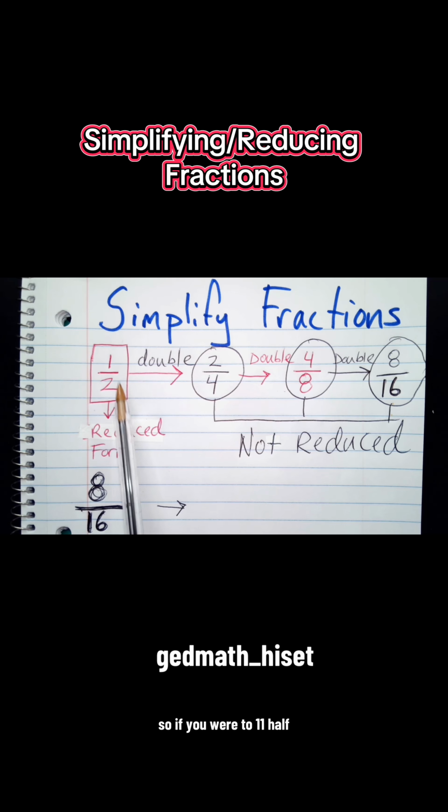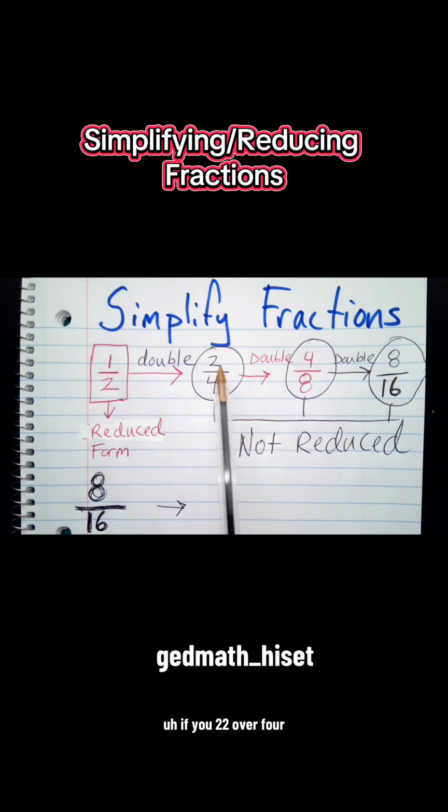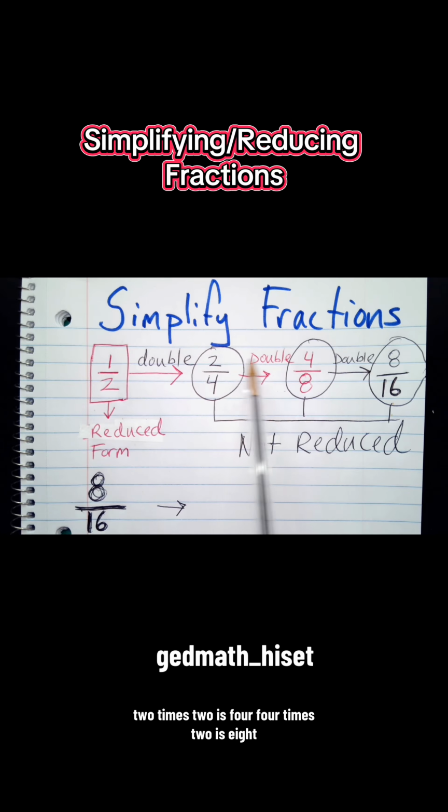So if you were to double 1/2, you would get 2 over 4. And by double I mean 1 times 2 is 2, 2 times 2 is 4. So you're multiplying the top and bottom by 2. If you double 2 over 4, 2 times 2 is 4, 4 times 2 is 8. And if you double 4 over 8, you would end up with 8 over 16.